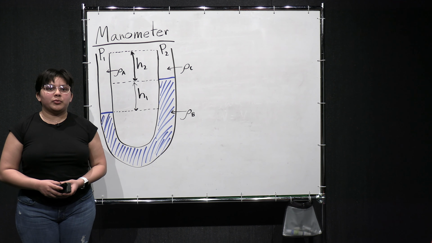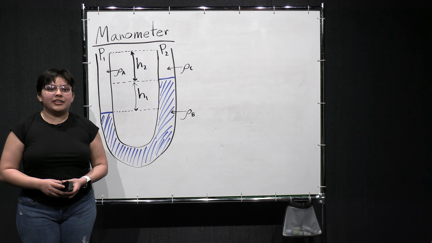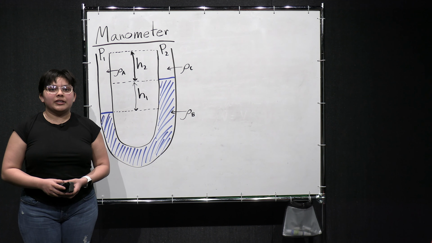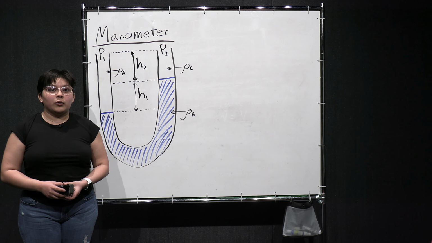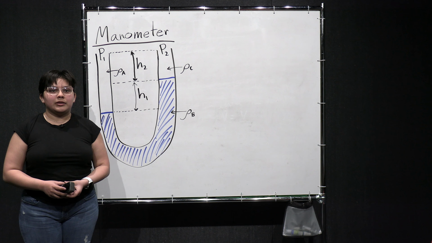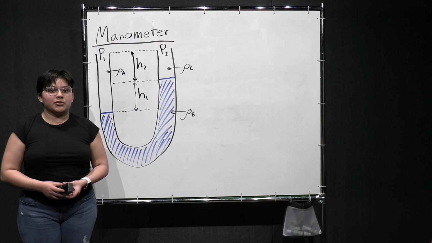Manometers use hydrostatic pressure for pressure measurements. If we add up the hydrostatic pressures from P1 to P2, we have P1 plus rho A times g times (H2 plus H1) equals rho B times g times H1 plus rho C times g times H2 plus P2. Or, solving for delta P, delta P equals rho B times H1 plus rho C times H2 minus rho A times (H1 plus H2), and the whole thing times g.